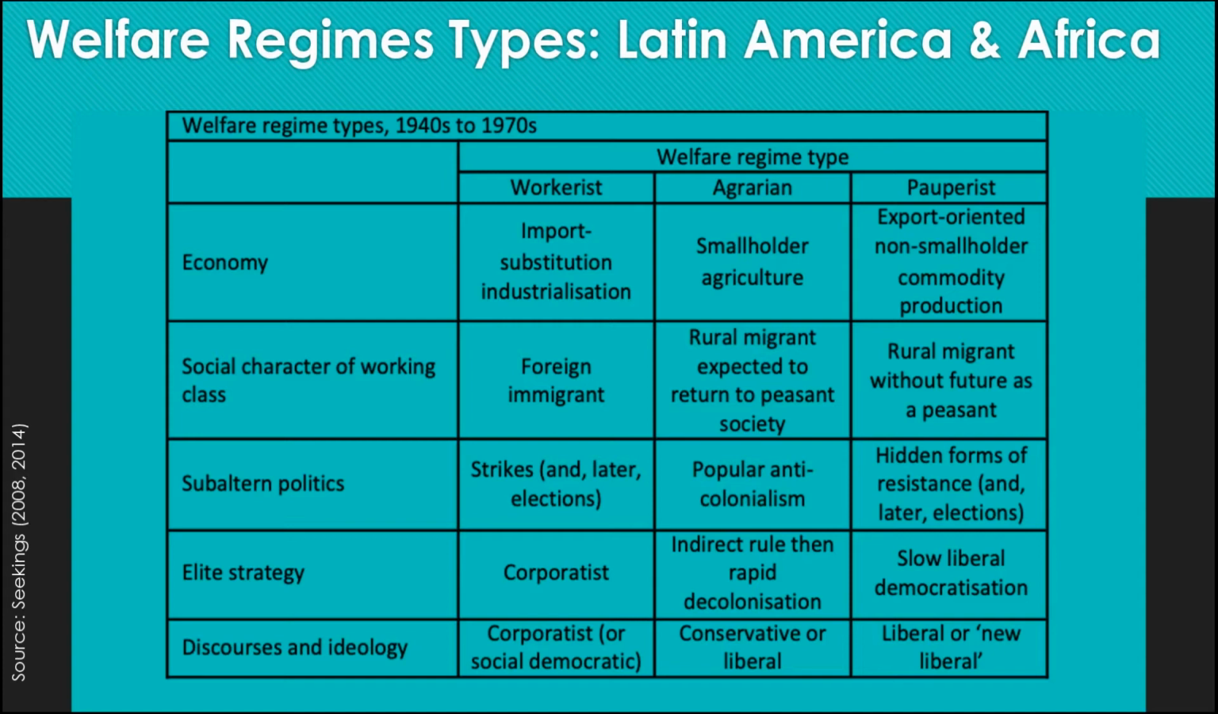The classification is based on five criteria, namely: one, the nature of the economy; two, the social character of the working class; three, the nature of subaltern politics; four, the nature and strategy adopted by the elite; and five, the discourses and ideology that underpin the attitude towards social welfare.